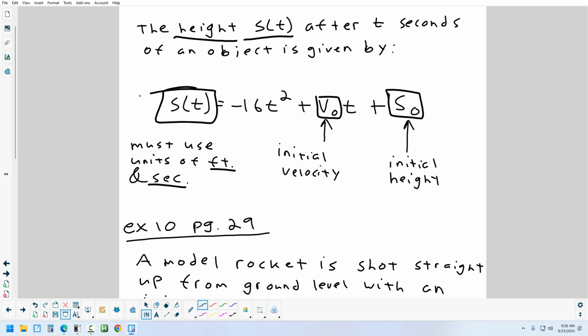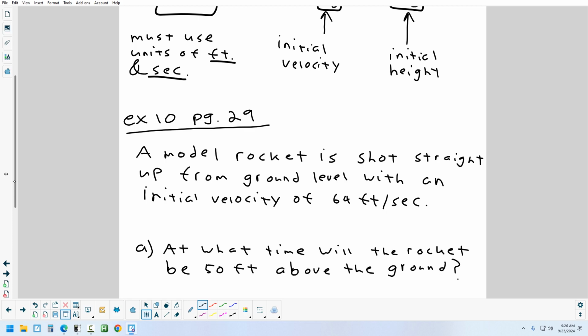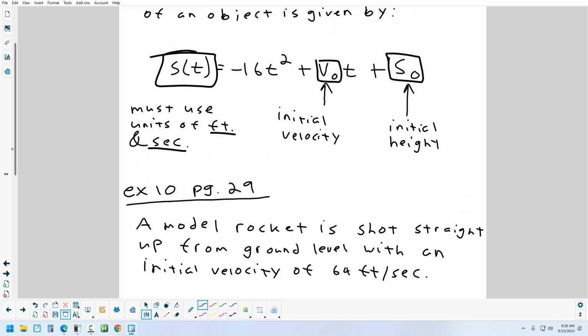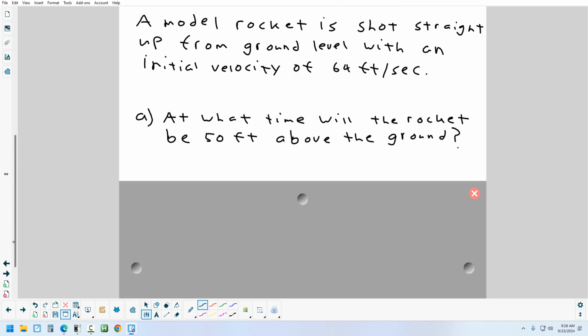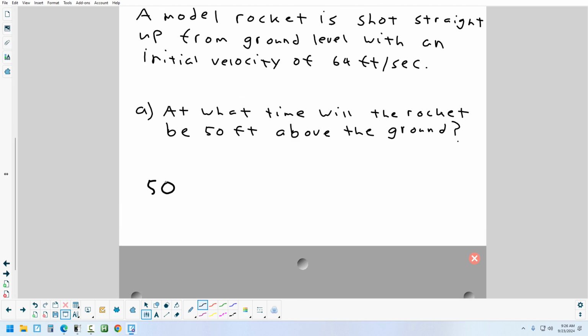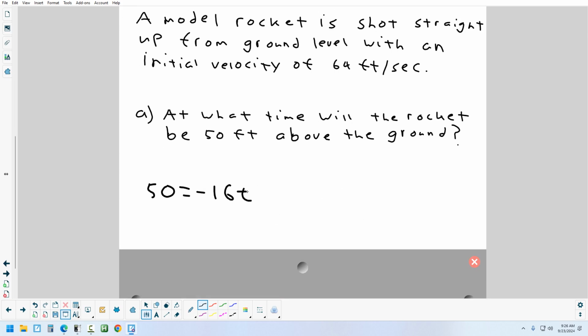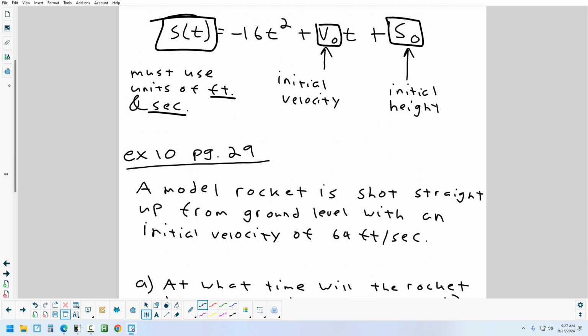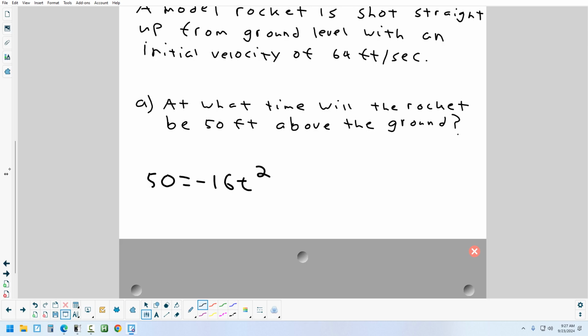What about initial velocity? What number are we going to plug in for that? 64. And initial height, we already talked about. We're going to plug in 0. So let's fill everything we can into that formula and then see if we can solve it. So we get 50 equals negative 16t squared plus, and fill in 64 for the initial velocity. So that's the equation we have to solve, and it is a quadratic because it has an exponent of 2.